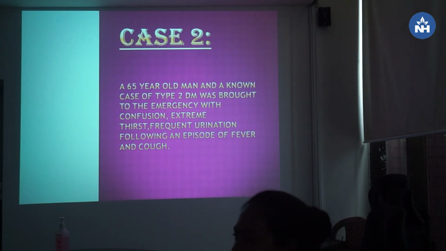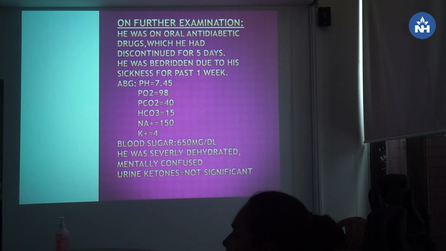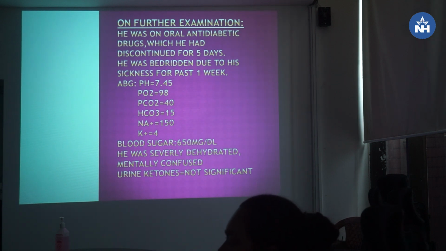So moving forward to the next case, he's a 64-year-old man and a known case of type 2 diabetes mellitus, brought to the emergency with confusion, extreme thirst, frequent urination, and an episode of fever and cough. On further examination, he was on an oral anti-diabetic drug which he had discontinued for 5 days. He was bedridden due to sickness for the past 1 week. ABG is as follows: pH 7.45, PO2 is 98, PCO2 is 40, bicarb is 15, sodium is 150, potassium is 4. Blood sugar is 650 milligram per deciliter. He was severely dehydrated, mentally confused, and urine ketones were not significant.